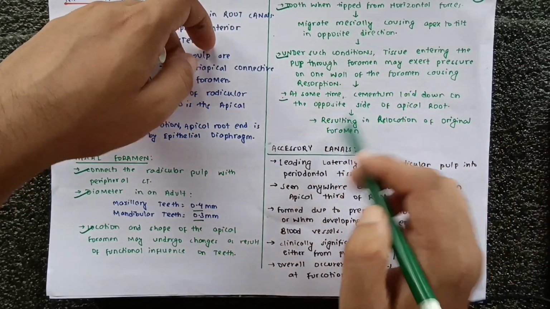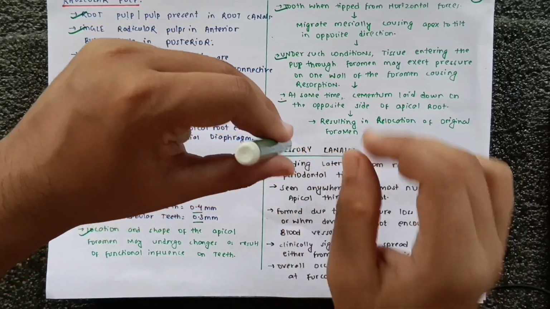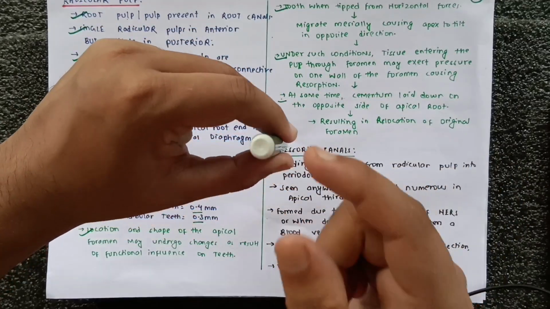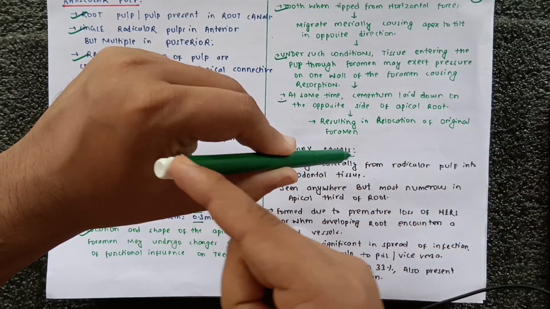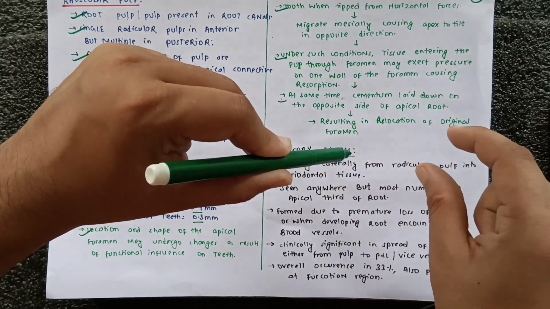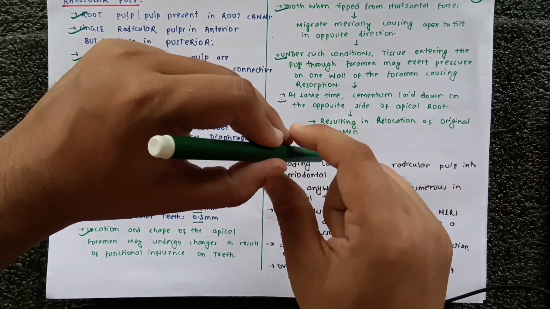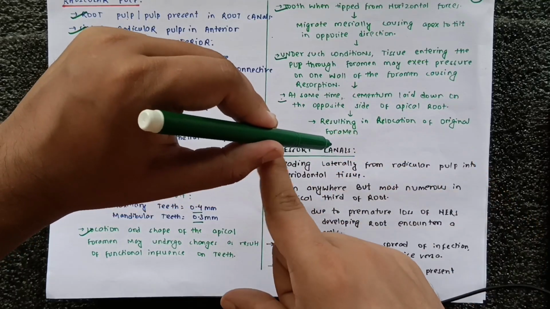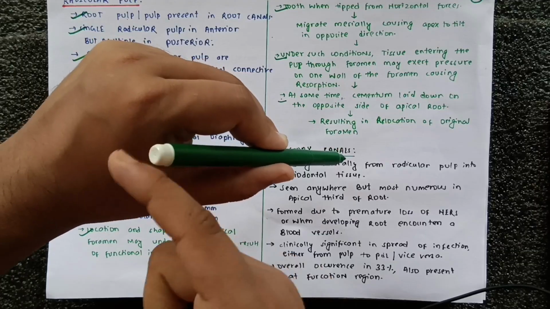So I have prepared a proper flow chart explaining this point. Just look here. Just think this is a tooth, and we apply the horizontal forces here. With the application of horizontal forces, we can see there is a movement of this apex in the opposite direction, and with the movement of the apex of the tooth in the opposite direction, there is resorption on this side, the side which is tilting.